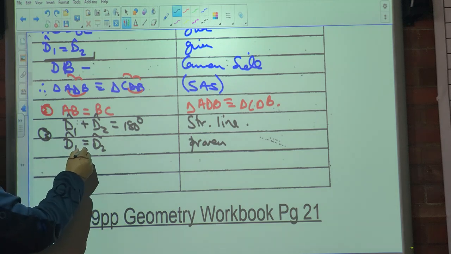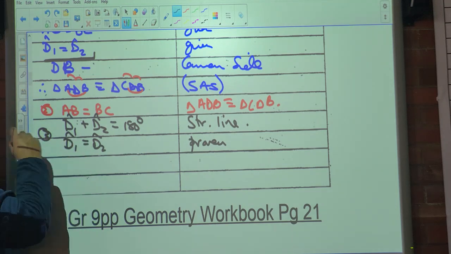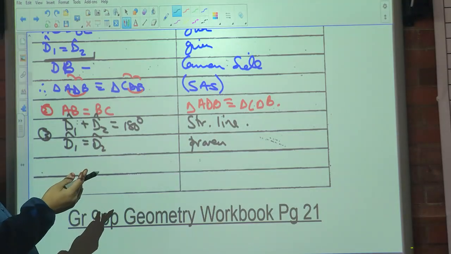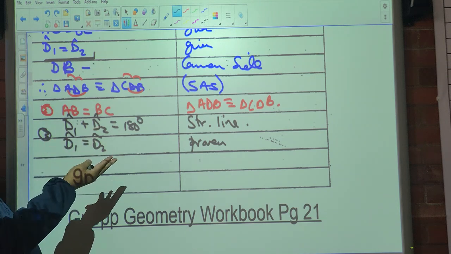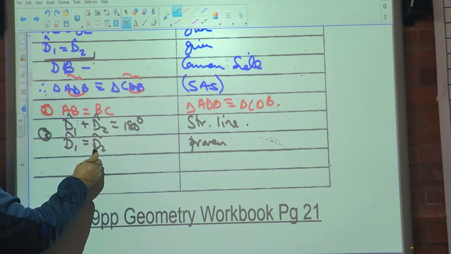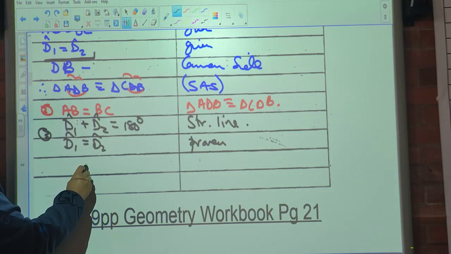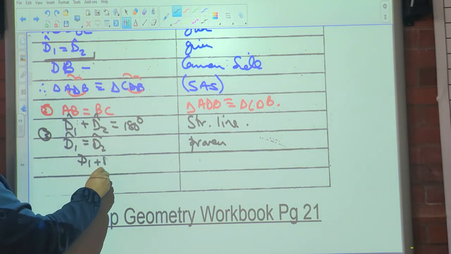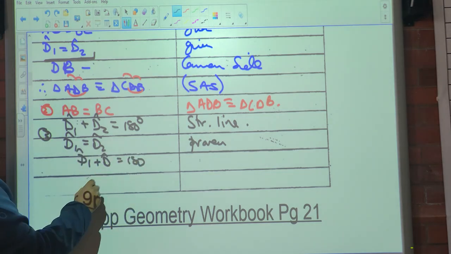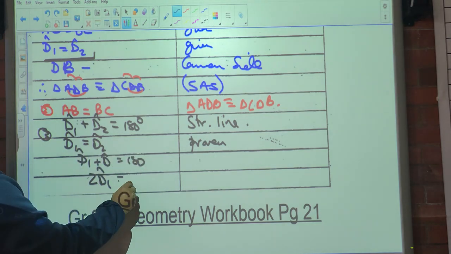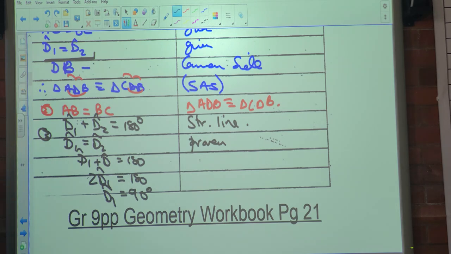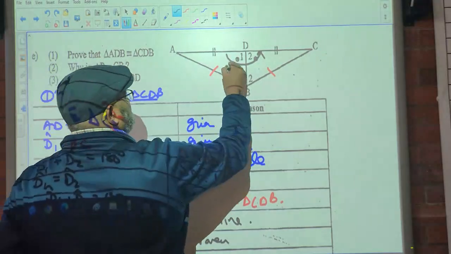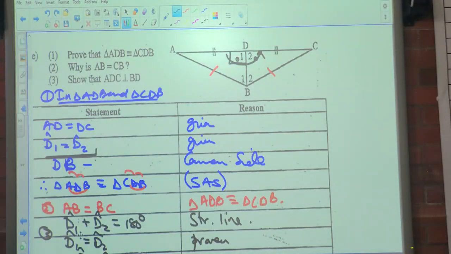Okay? So which means to say D1 or D2 can be replaced with the other. Okay? But I'm not going to replace D1 with D2 and D2 with D1. Then I'm back at square one. So I replace D2 with D1. So it's D1 plus D1 is equal to 180. So double D1 or twice D1 is equal to 180, which makes D1 equal 90 degrees. Can you see that? So if D1 is 90, which is equal to D2, which is 90, then this has to be perpendicular. Can you see that, people?